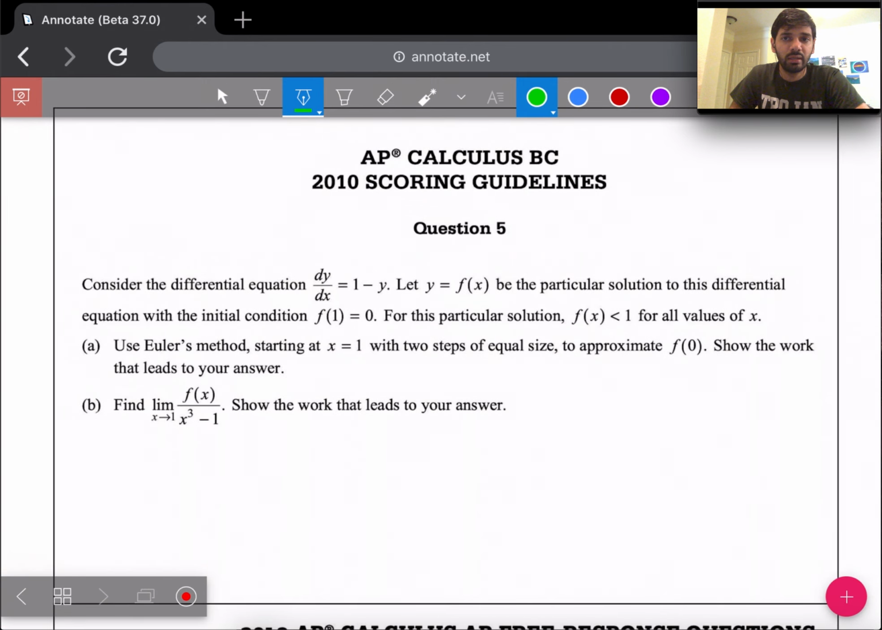This is 2010, number 5. This is similar to the first problem we just worked. It has a differential equation here, and it also has a limit. We're not going to work part A. That's not supposed to be here. It's Euler's method. It's part of a different unit, so we'll work on it in a different video. But this is going to be just for part B.